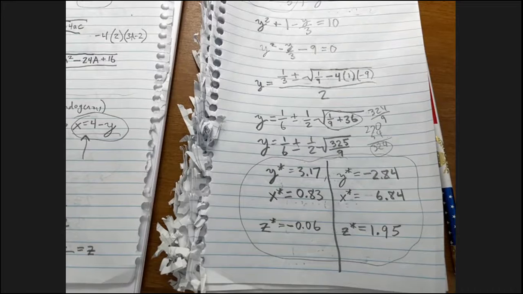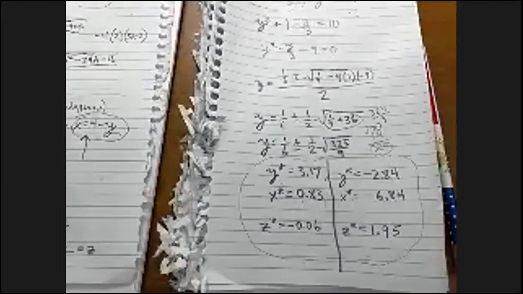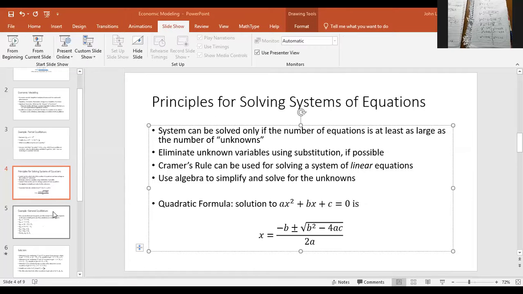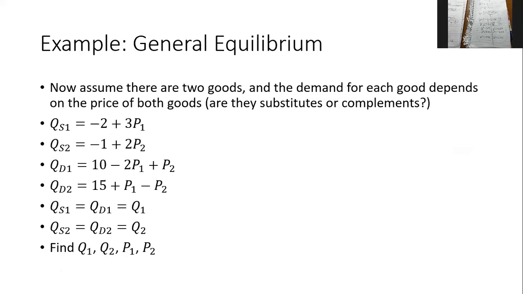Let's go on to more models and more equations and things like that. Let me share this screen. Okay. Here's another. Now here's an economic example, and that is solving for a general equilibrium, when you may be very used to solving for price when you have just one good, price and quantity. But here's an example where there are two goods.